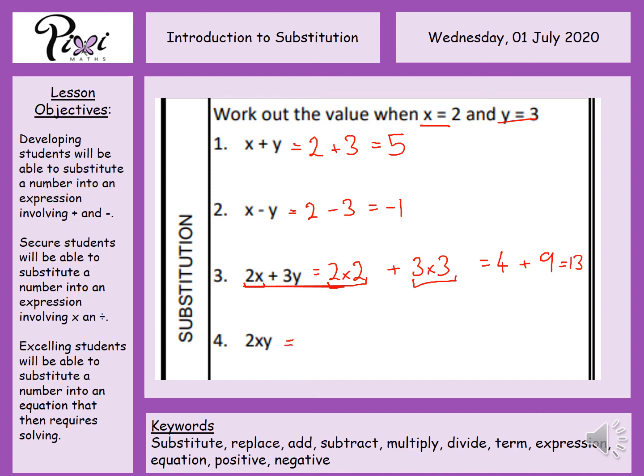And last question, 2xy. So we've got 2 times x, which is 2, times y, which is 3. So 2 times 2 times 3, which is 12.